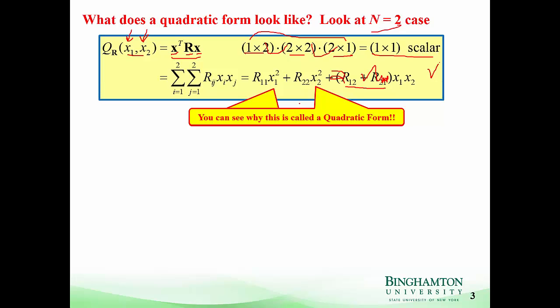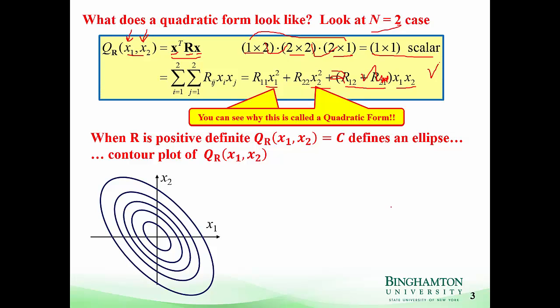And we also talked about, since these are quadratic terms, and these are kind of biquadratic terms, we call this a quadratic form. And when R is positive definite, and we set this equal to C, what we're trying to do is find the set of all x's such that this function takes on the value of some number C. I don't state it here, but clearly that needs to be greater than 0. And we've seen how that defines an ellipse.